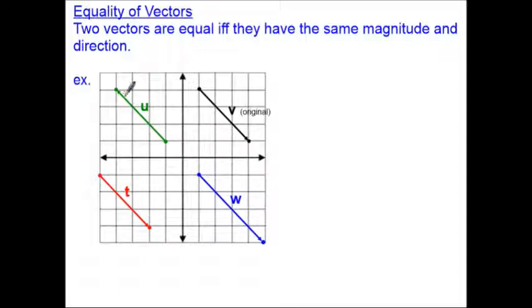Again, notice the arrowhead. This vector V takes me down to the right, where U takes me up and to the left, so they don't have the same direction. So basically U is not equal.